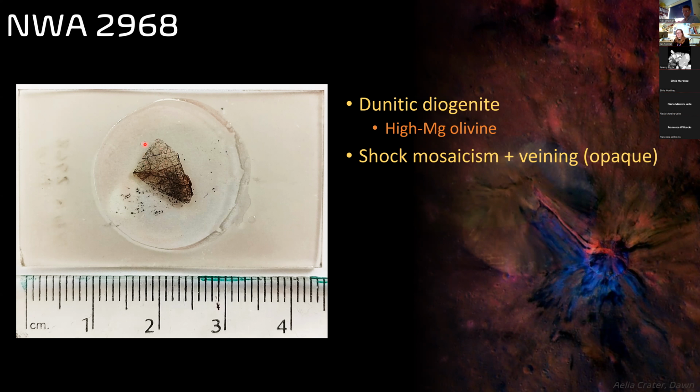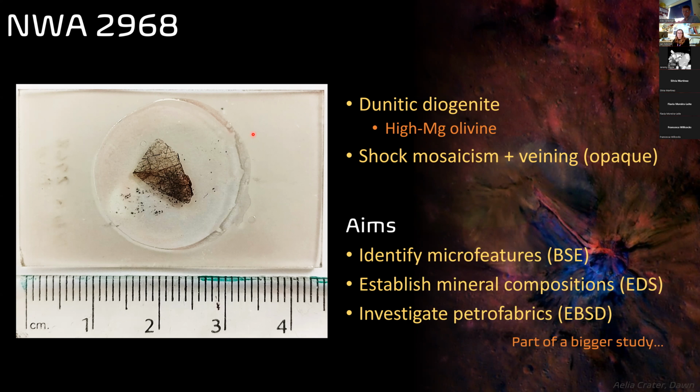And from the thin section, we can tell it's got mosaicism in the extinction. That's another indication of shock. So this has been pinged off the parent body with some significant force. So the goals really for me is to identify microfeatures, mineral compositions, and petrofabrics. And this is part of a larger study where I'm going to compare a lot of different diogenites to other meteorite groups as well, and hopefully try and get a little bit more information about what these things actually represent in terms of real geological rocks.